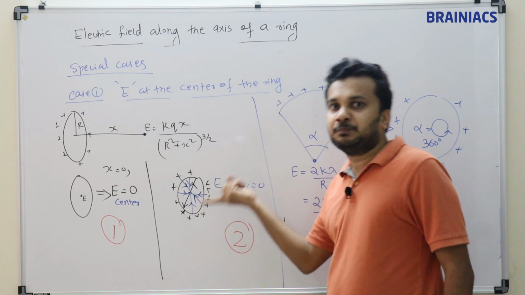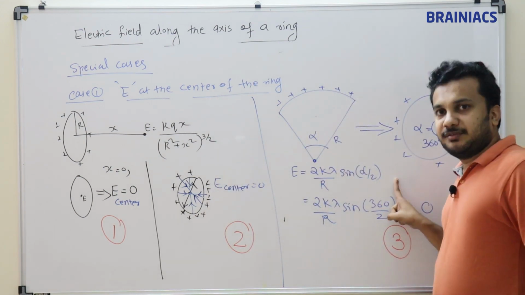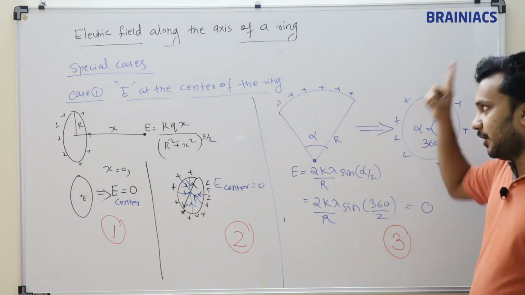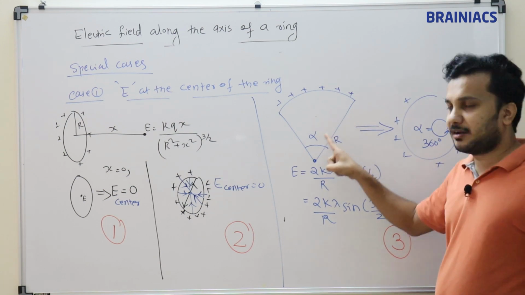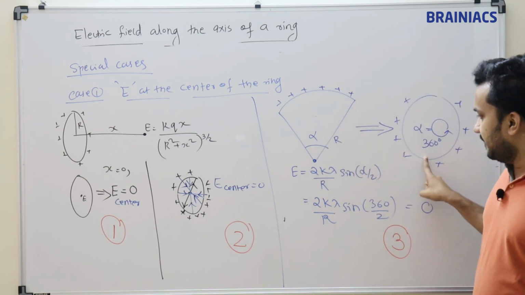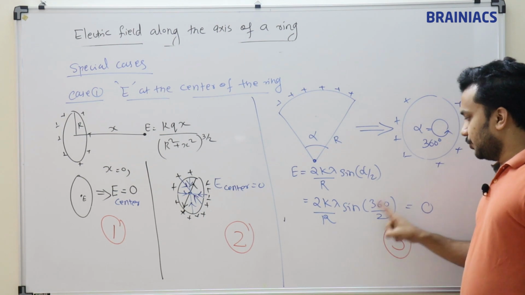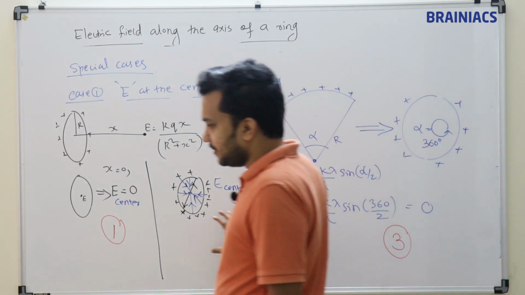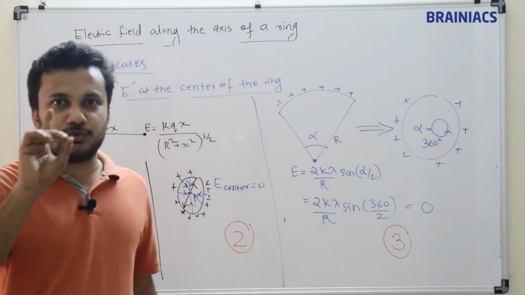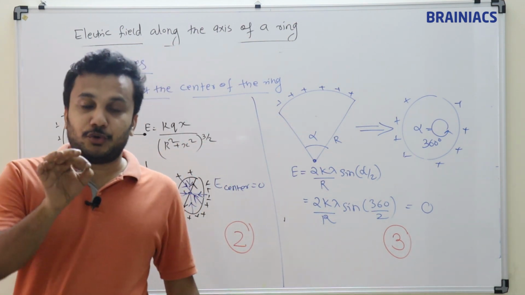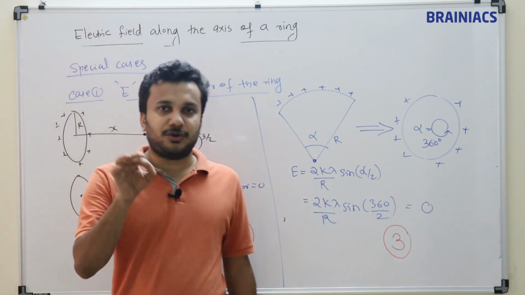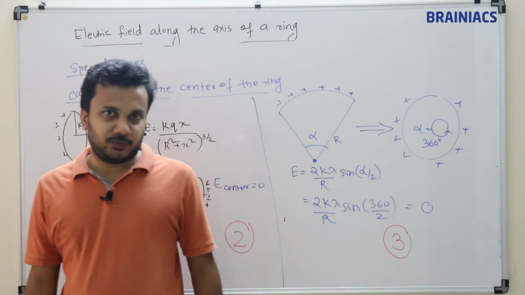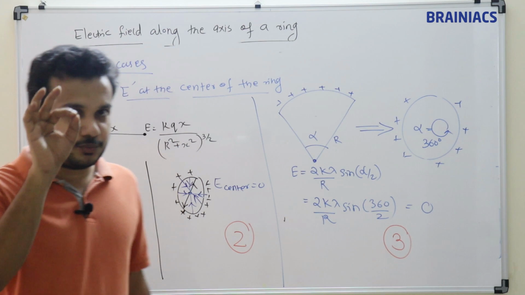Second explanation. And moving forward, I am also giving a third explanation based on what we have learned in the previous class. For an arc it is alpha, for a full circle it is 360 degrees, 2 pi. So 360 will be substituted, and we get electric field intensity at the center of a ring equal to 0. This will be asked as a true or false kind of statement, objective type questions. Electric field at the center will be equal to 0.